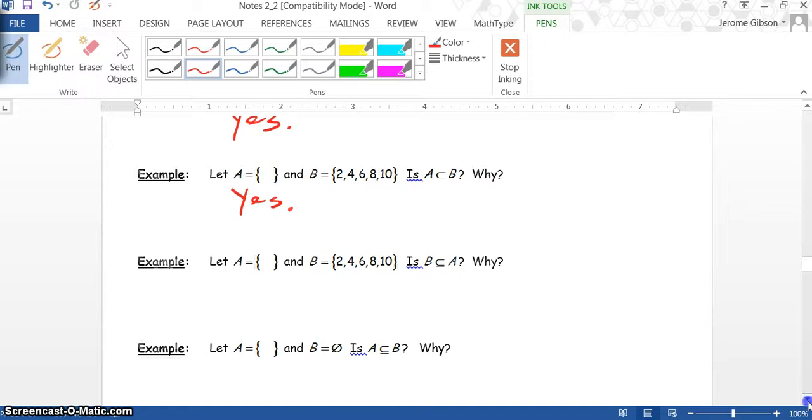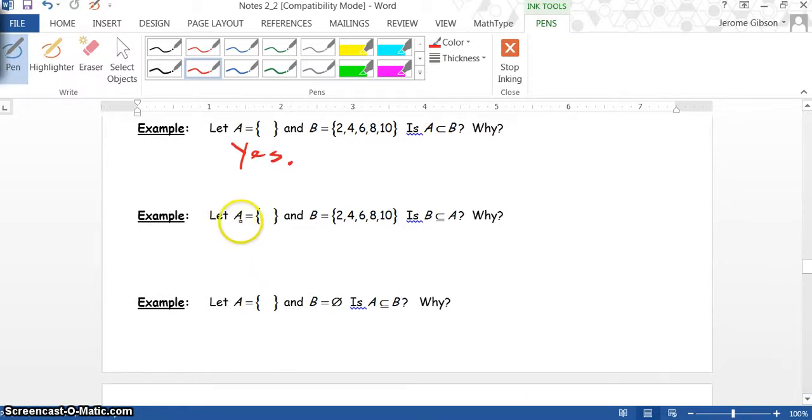Okay, now we go to our next example. It says let A equal the empty set and B equal 2, 4, 6, 8, 10. Is B a subset of A? We would have to say no. The reason is that all of these elements are not contained in A, because A is the empty set. So again, I'll just repeat this so you could write it out: all the elements in B are not in A. That is why it is no. So you could pause it and rewind it and restate what I just said.